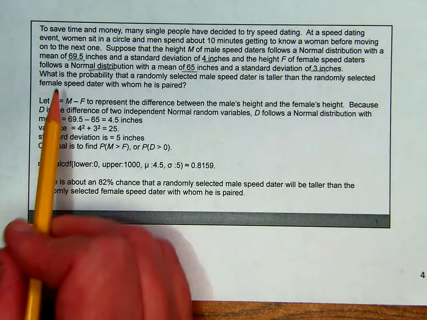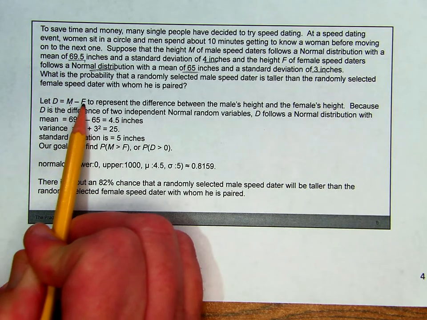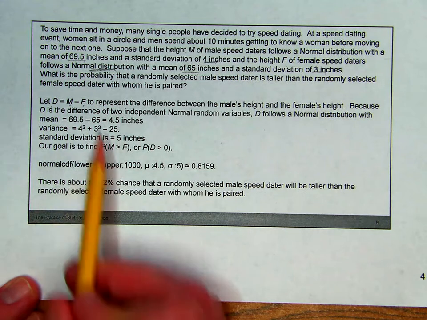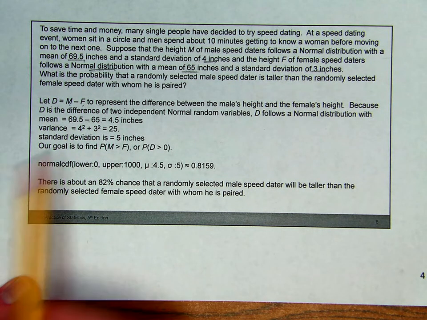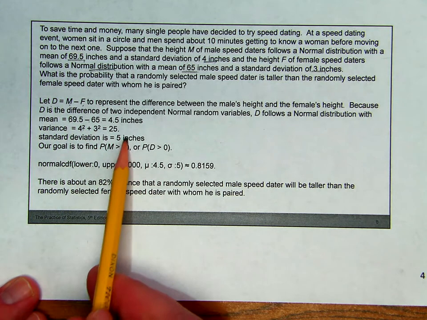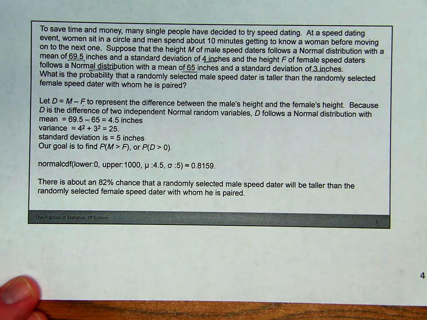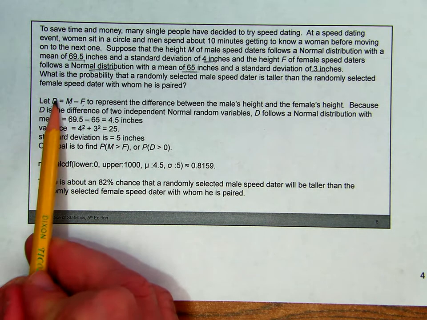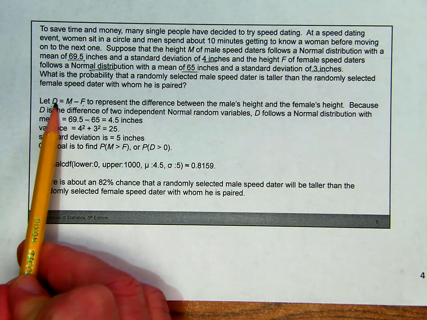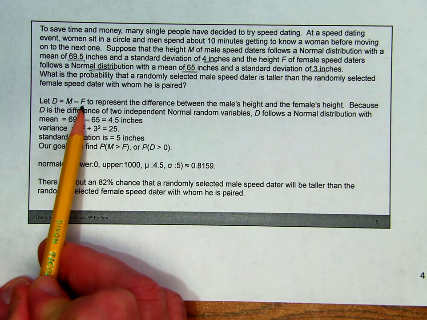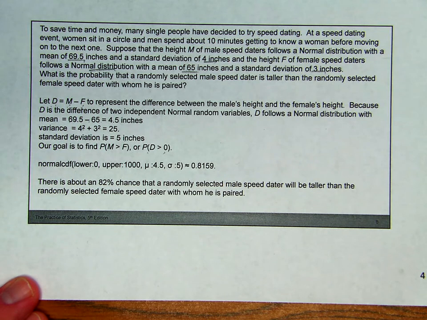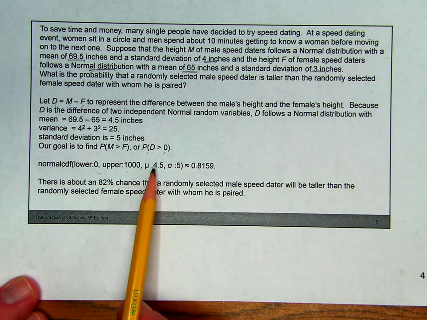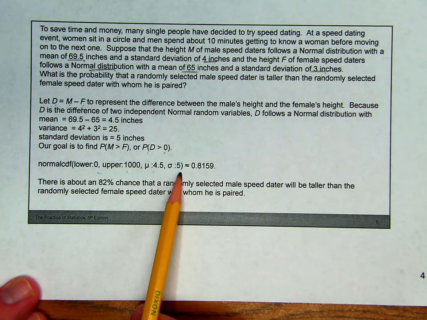So, the difference, male minus female. We can always add or subtract means. If we assume that these are independent, we can add variances, which gets us to the standard deviation. We want to know what's the probability that that difference is positive, or the male minus the female is greater than 0. So lower, upper, mean, standard deviation gives us that.